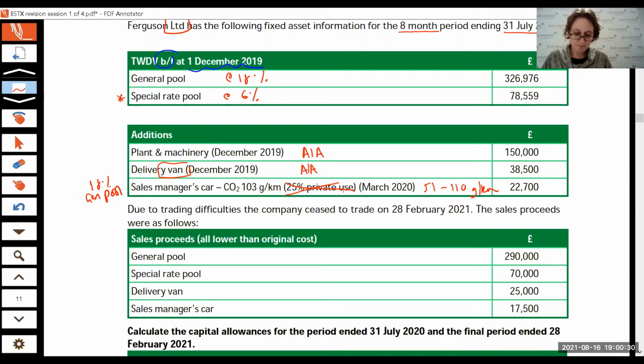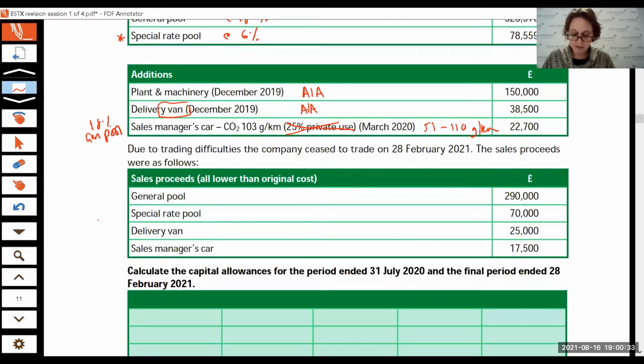Very good. Reading on, a lot of information to take in here. Due to trading difficulties, the company ceased to trade 28th of February 2021. The sales proceeds were as follows. Look at this, all lower than cost. So when I sell the items, all of them are sold for less than cost. So these are the figures that I'm actually going to dispose of from my general pool, from my special rate pool.